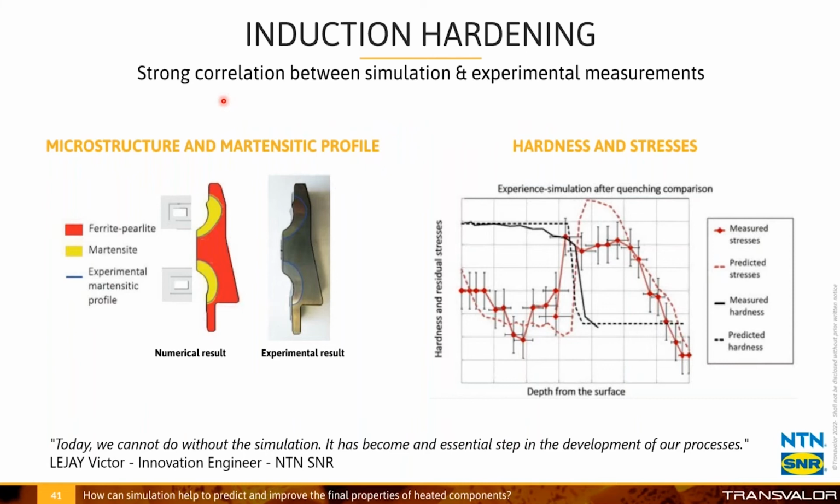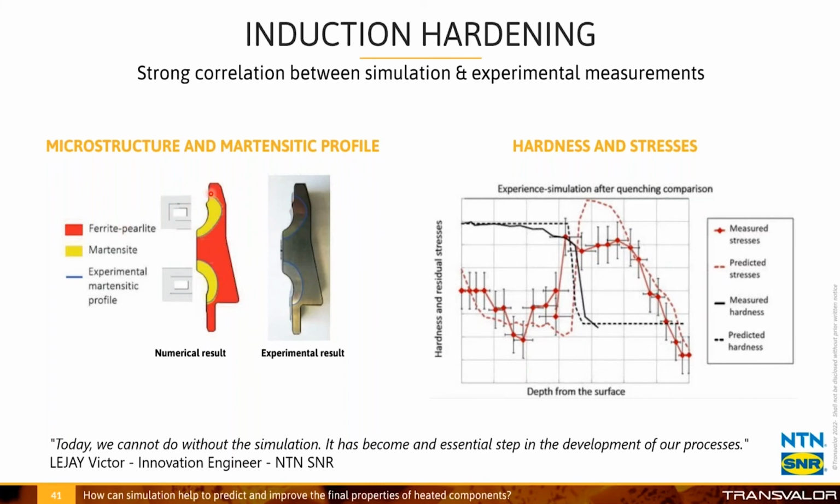Now we will analyze the results and compare them with the experimental. Here we see the experimental result. In blue we see the lines that separate the two phases, the martensite and the other phase. We can see that the numerical results fit very well with the experimental one.